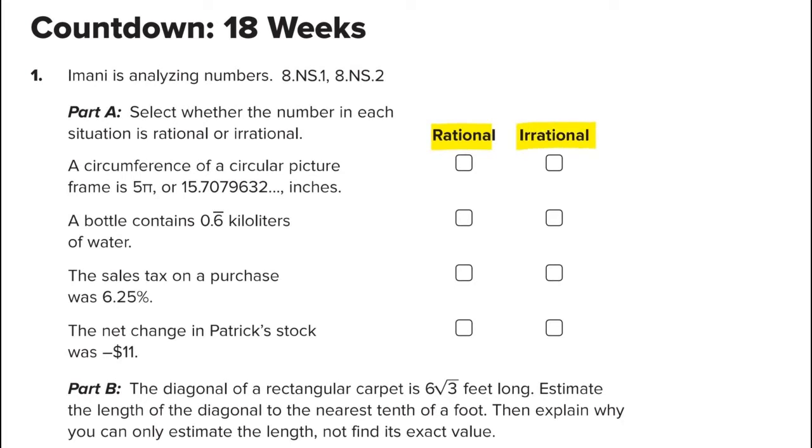We've been talking a lot about this, so take a second to recall what a rational number is. If you say a rational number is a number that can be written in the form of a fraction, then that's correct. And irrational means not a fraction, a number that cannot be written in terms of a fraction.